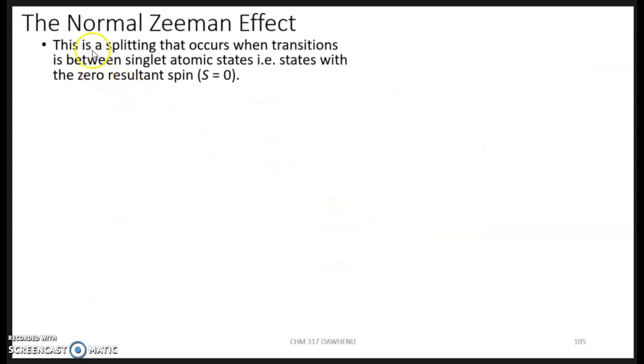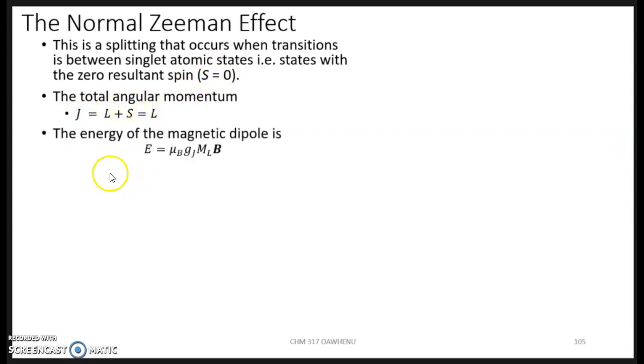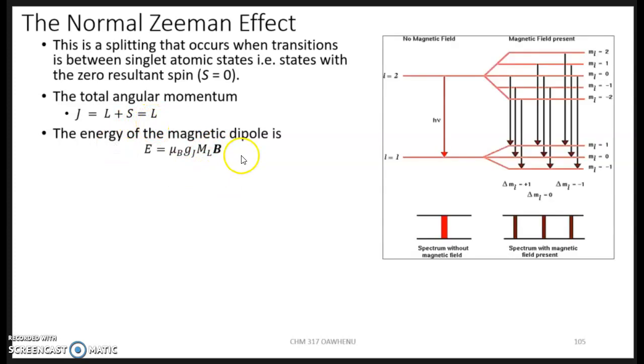In a normal Zeeman effect, the splitting occurs when the transition is between singlet states. So you're going from a state with S equal to 0 to S equal to 0. From the selection rule, delta S has to be 0. Because S is 0, J is therefore equal to L. And the energy of the magnetic dipole is now E equals mu B g_J m_L B. So this becomes, recall in the previous slide we have m_J, but now it's m_L, which is associated with the total orbital quantum number.